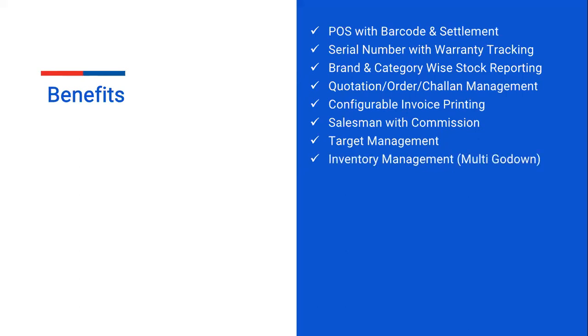Inventory management, multi godown. If you have godowns, like your showrooms in various locations, you can manage the multi godown feature in Busy. Various locations can have various godowns. You can manage multiple godowns in one go, in a single company. Also, you can track the stock as per your godowns.